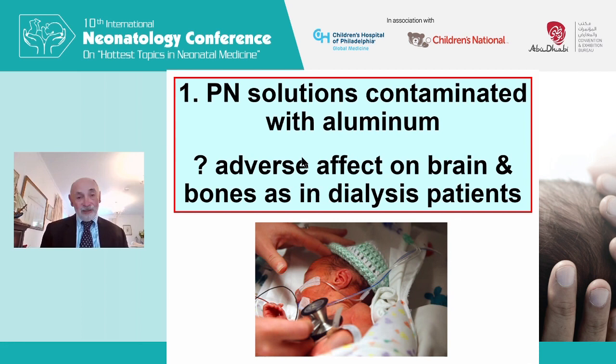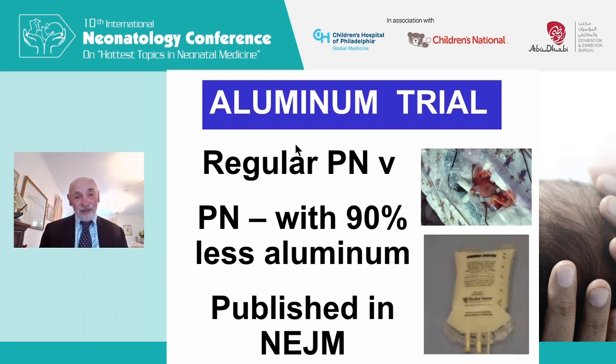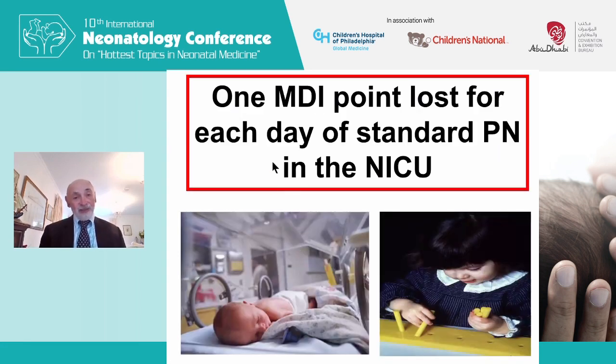And we wondered whether parenteral aluminum could adversely affect the brain and bones of preterm infants, as it did in the past in renal dialysis patients. So we did an aluminum trial comparing regular parenteral nutrition with parenteral nutrition with 90% less aluminum. We published this in the New England Journal, and essentially you lose one mental development index point, that's like an IQ point, for each day of standard parenteral nutrition in the NICU.